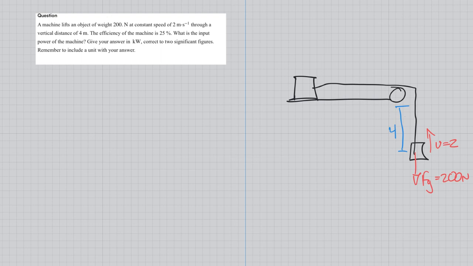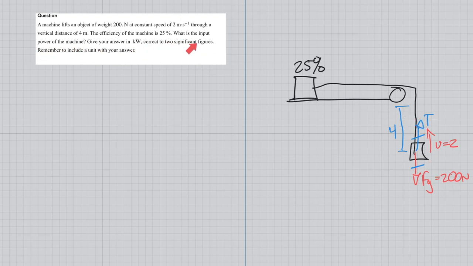So what we can look at is we have an efficiency of 25%. If we think about this, if this is being raised at a constant velocity, like it says it is, then we know that the lift force upwards, which is the tension in the string that's lifting it, is going to equal my force of gravity, because the net force must be zero. So the force of gravity is 200 and my tension force is also 200.